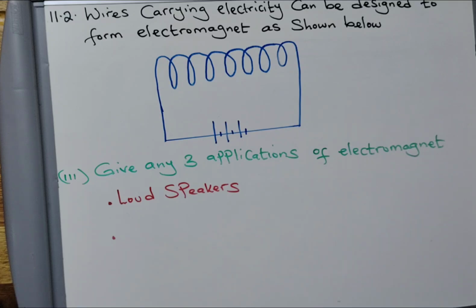Yes, we use it in electric bells. Then the third one, we can use it in industrial metal lifters. Those cranes you see picking up car scraps and what have you use electromagnet. You switch on the magnet and it's picked up. When it reaches the drop-off point, you switch off magnetism and it drops.